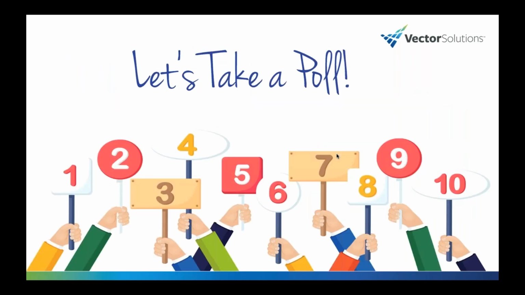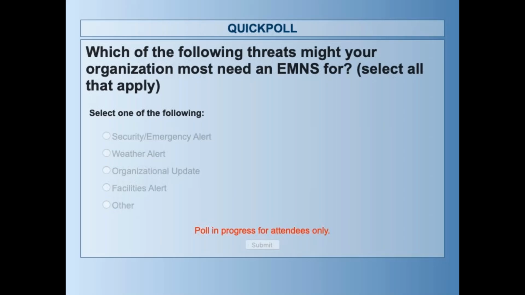But for right now, we are going to have one more quick poll. Okay, this poll is, which of the following threats might your organization most need to use an EMNS for? The choices are security emergency alert, weather alert, organizational update, facilities alert, or other. So right now, it looks like we have about 58% for security emergency alert, 31% for weather, and that's about it.